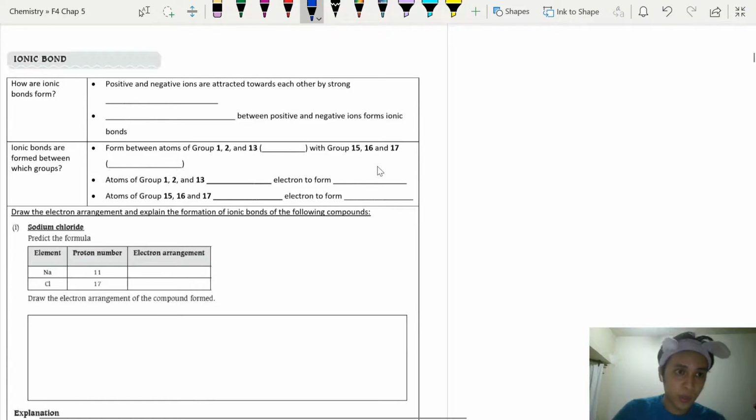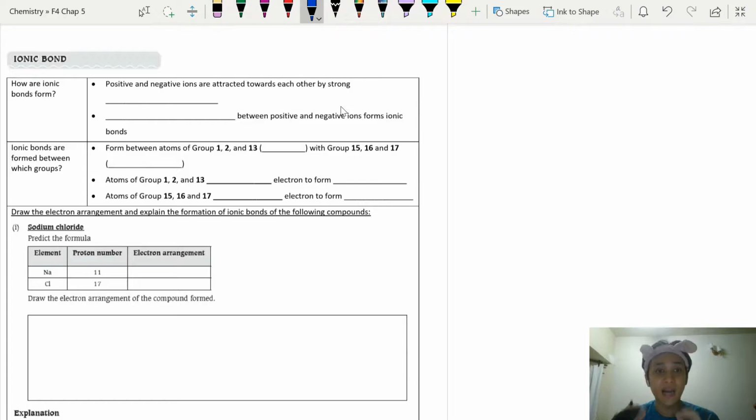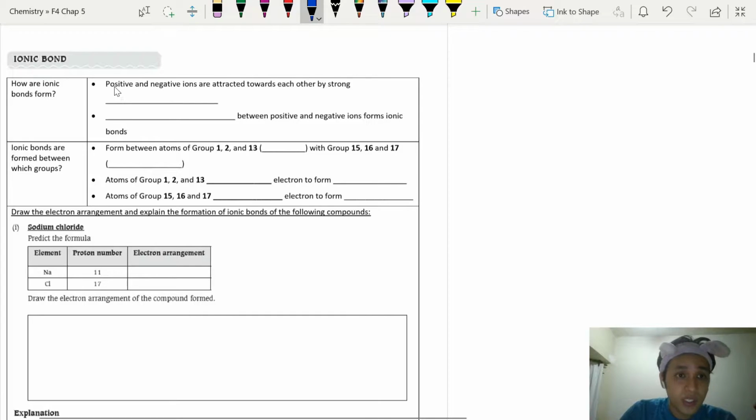Alright, so when we talk about ionic bonds, meaning a bond formed between different ions. Same ions cannot form bonds. Same charges will repel, so it's always different charge. That's why it's always formed between a cation and an anion. They are attracted towards each other by a strong, this is very important, electrostatic force.